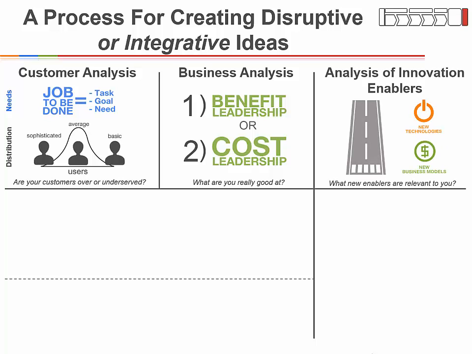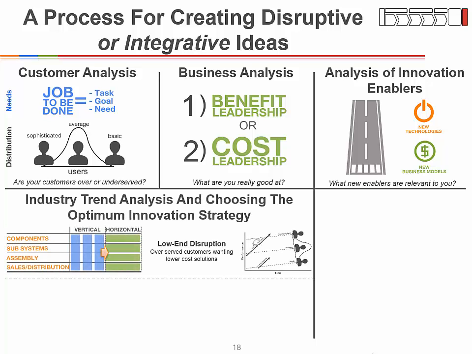And then the third thing is, what are the new enablers that are relevant to you and your business and the job to be done by your customers? For example, what are the new technologies that can help you? What are the new business models or ways of providing value that you could implement in conjunction with your product or service? And then the fourth thing is, what is your industry doing? What's the trend? Because this can be a huge indicator, albeit a lagging indicator, of where you need to go.